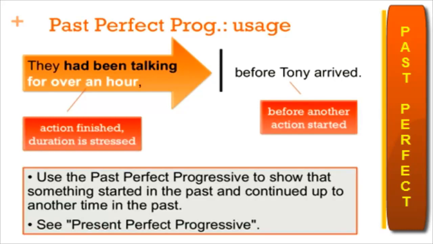So here is your rule. Use the past perfect progressive to show that something started in the past and continued up to another time in the past. So in our sentence, the talking had been going on until Tony arrived. So use the past perfect progressive to show that something started in the past and continued up to another time in the past. You also want to see the rules for the present perfect progressive, especially the ones on for and since, which can also be signal words for the past perfect progressive.